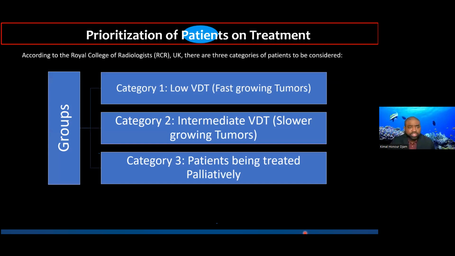Keep that in mind. Now, with that being said, according to the Royal College of Radiologists in the UK, patients can be categorized into 3 groups. You have category 1, which are fast-growing tumors, typically patients with low VBD. Category 2, which are slower-growing tumors with intermediate VBDs. And category 3, patients who can be treated palliatively.